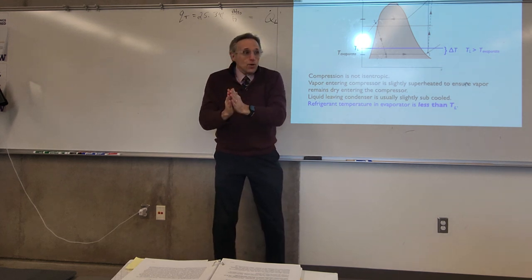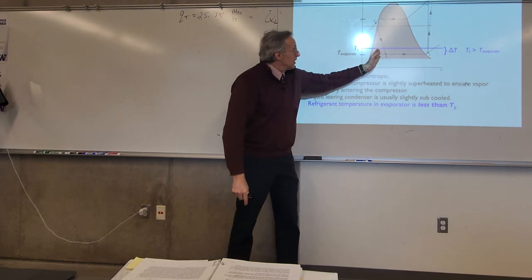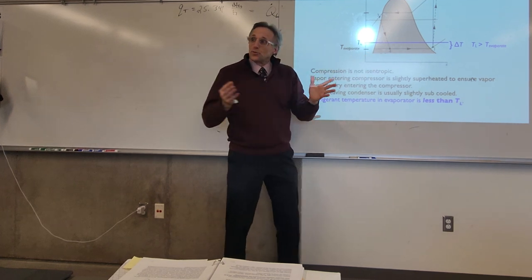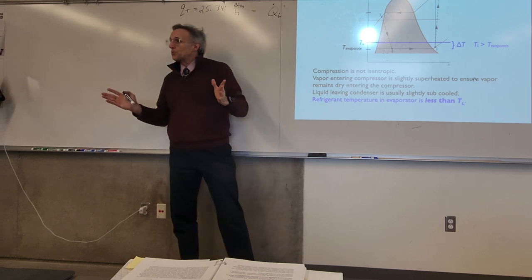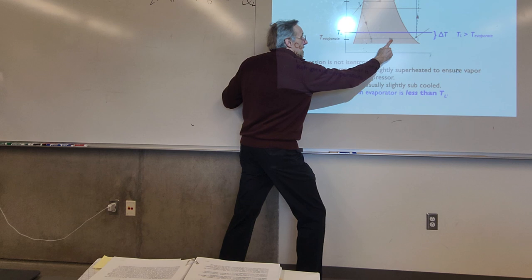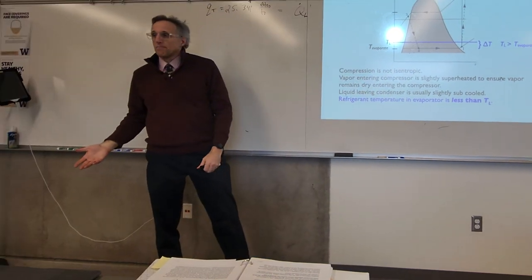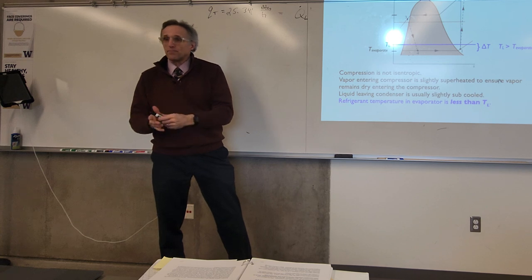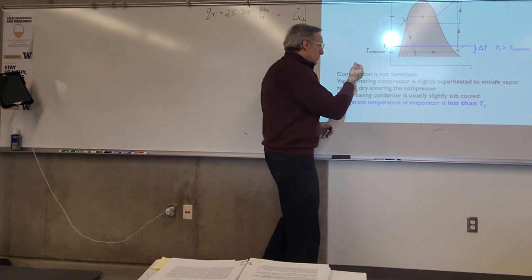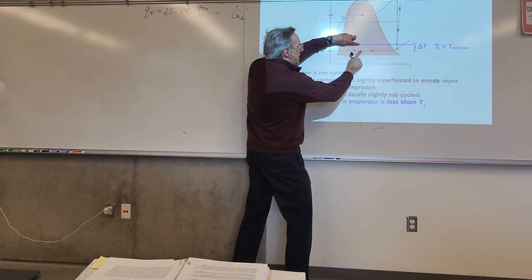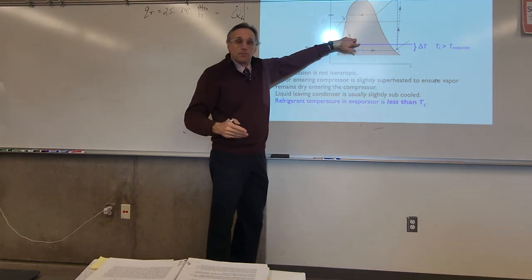In the ideal cycle, your processes are reversible. Reversible heat transfer is heat transfer with no temperature difference. So TL and the refrigerant temperature will be the same in the ideal case. But of course, if they're the same temperature, there's not going to be any heat transfer, or it's going to be very little. But there's an incremental difference. So the bigger that gap, the more effective the heat transfer will be, but the less efficient the cycle will be.